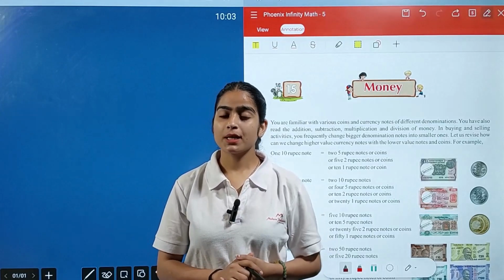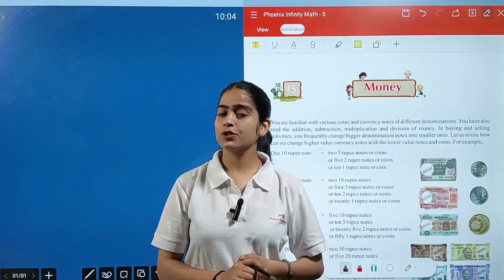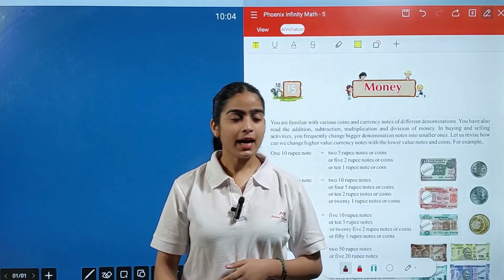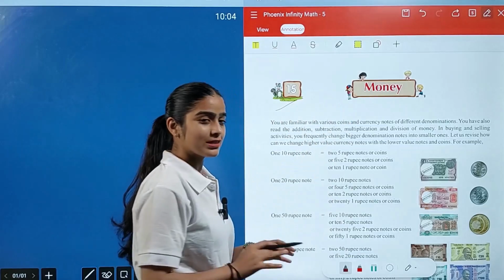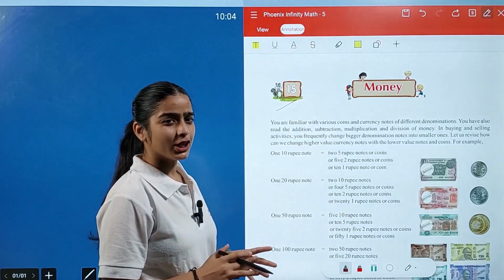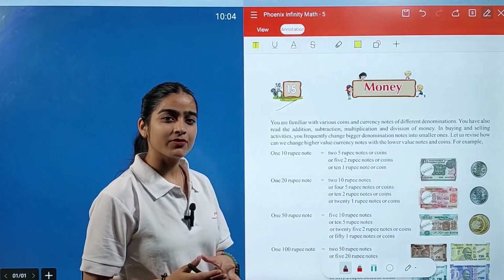So students, I'm your mathematics educator again, here with a new chapter and a new concept. Today we deal with chapter number 15, which is money. It is an interesting topic, right? Where we have to deal with money, and we can calculate and manage our finances, right?